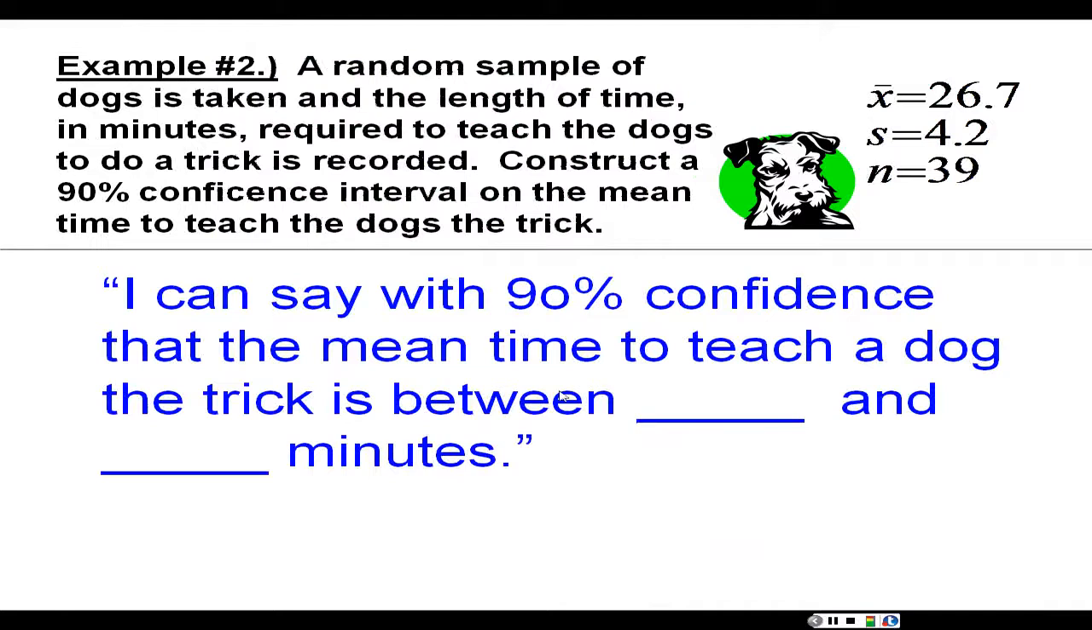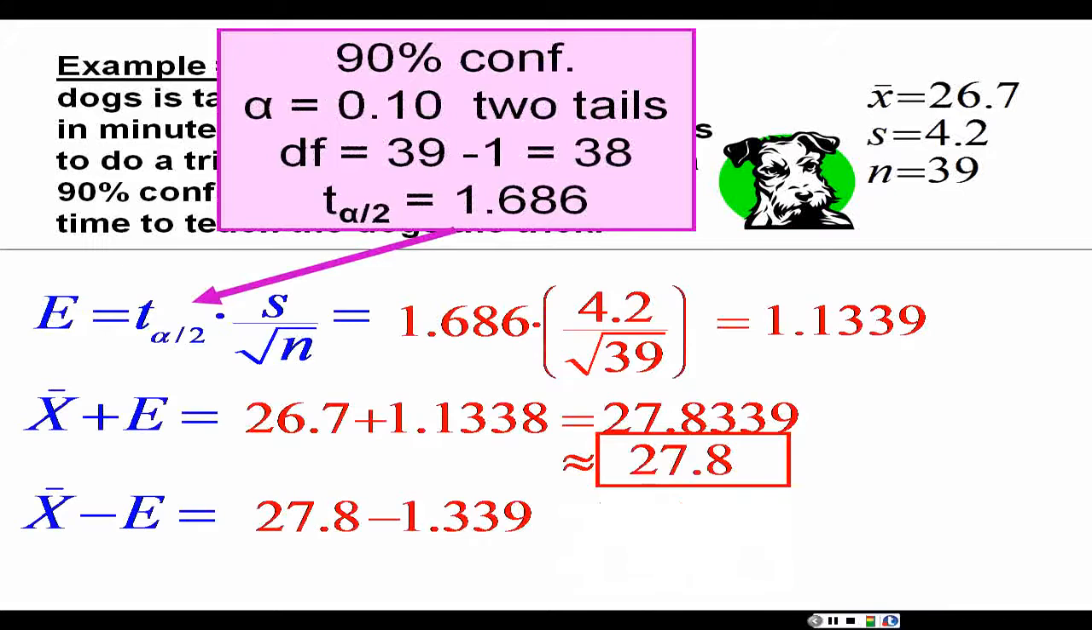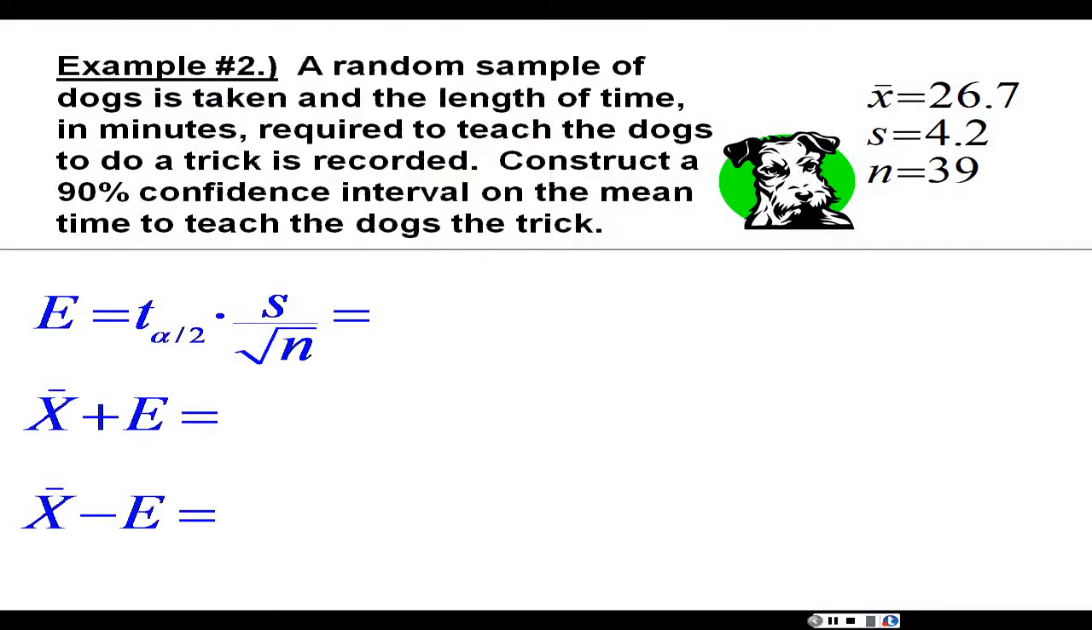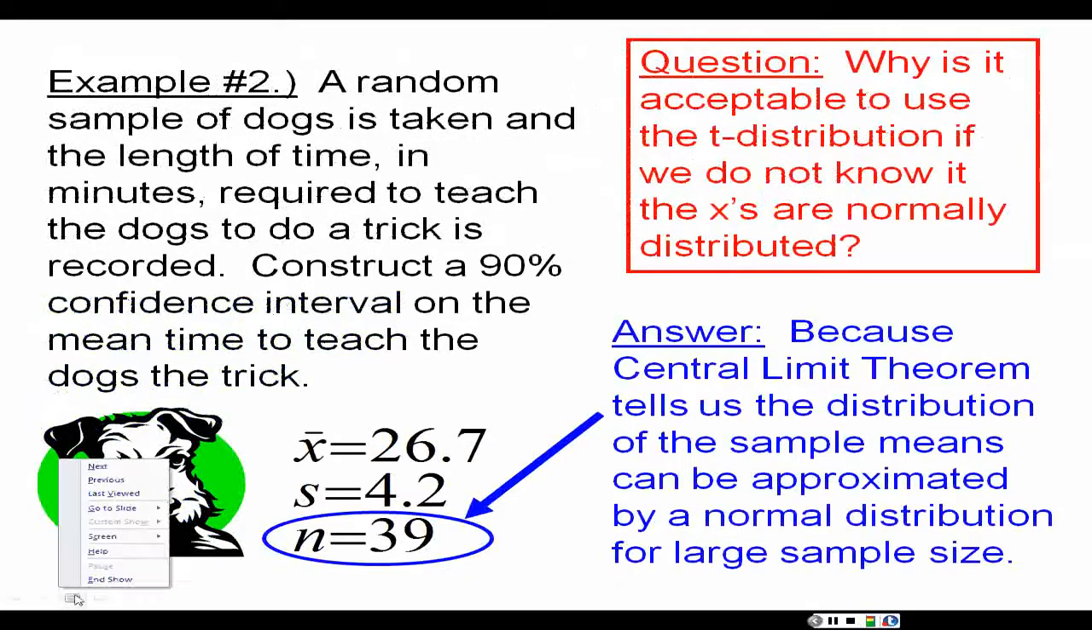So I can say with 90% confidence that the mean time to teach a dog a trick is going to be between 25.6 and 27.8. That would be the answer. Now let's look at the other way that you could do this. The other way of doing this is through the calculator. Let's go ahead and look at the calculator then.